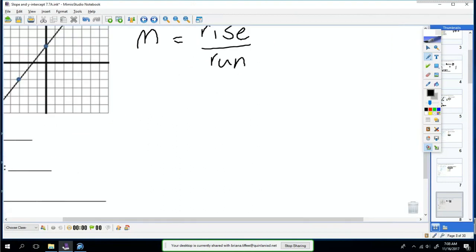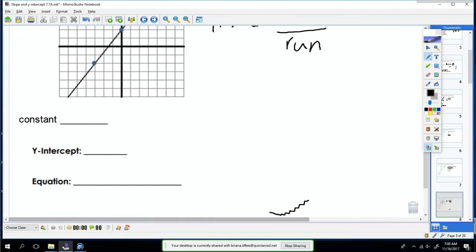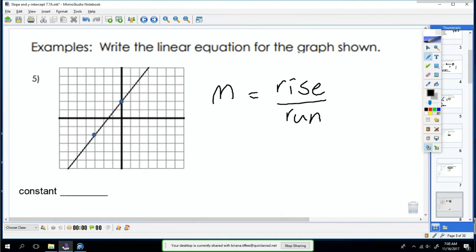So let me zoom in. So these are my 2 points. This is a point, and this is a point. Okay? So we're going to rise from our lower dot. So we're going to go 1, 2, 3, 4. So now I'm in line with this dot, so I rose 4. And I went up, so now I'm going to run. So I'm going to go 1, 2, 3. So I ran 3. So again, my constant's 4 thirds.